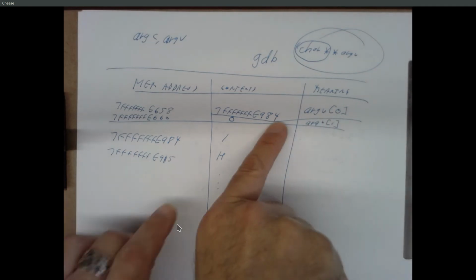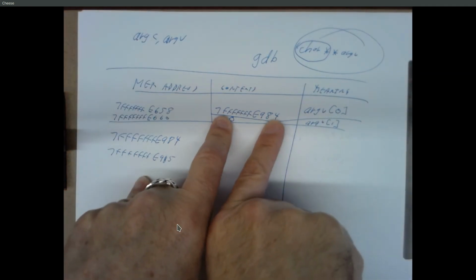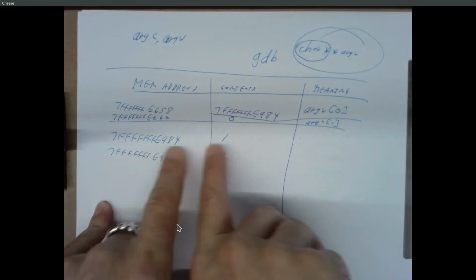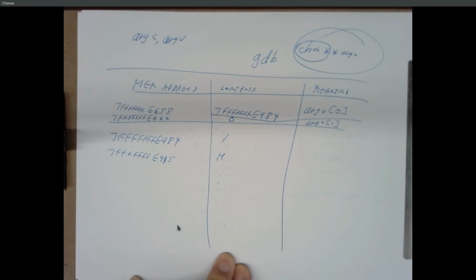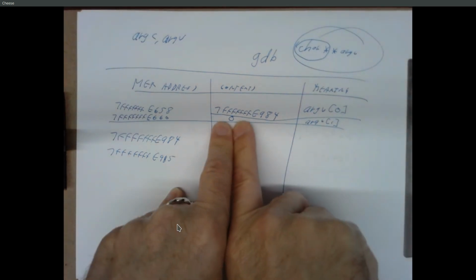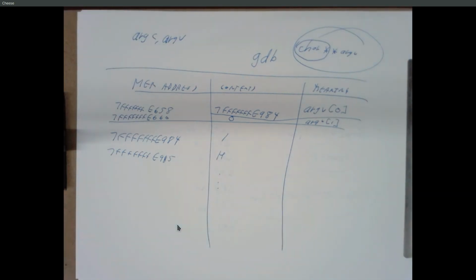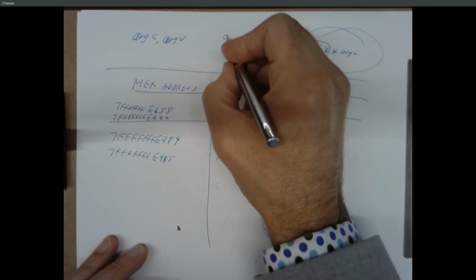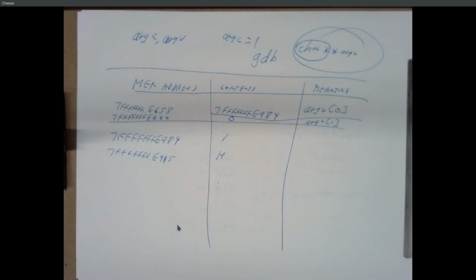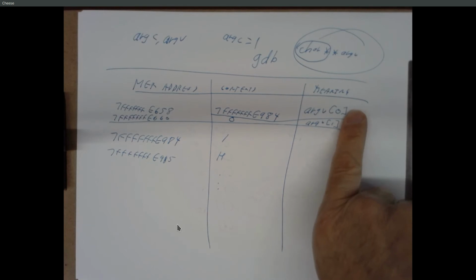So argv bracket 0 has an address in it. At that address we find the name of the program. Argv bracket 1 is equal to null. We're never supposed to use argv bracket 1. How do we know that? Because argc is equal to 1. Since argc is 1, we're only allowed to use argv bracket 0.